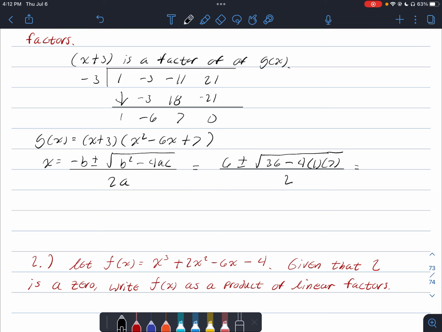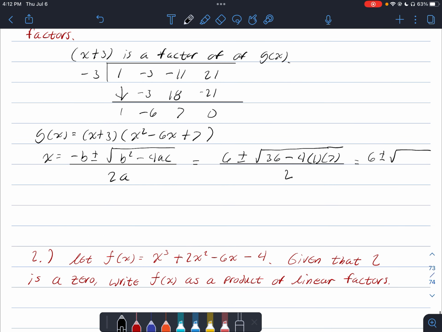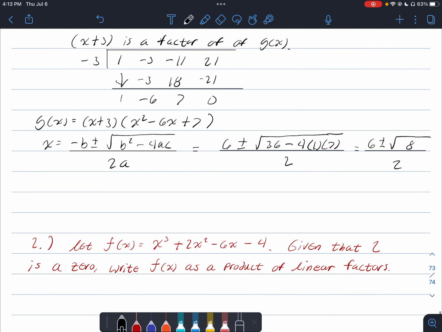Okay? Or we can have this written as 6 plus or minus the square root of, it looks like it should be 36 minus 28. So we'll have the square root of 8 all over 2. Okay? But that is equal to 6 plus or minus the square root of 4 times the square root of 2 all over 2, or 6 plus or minus 2 root 2 all over 2.